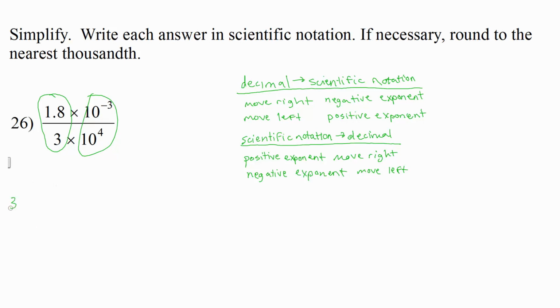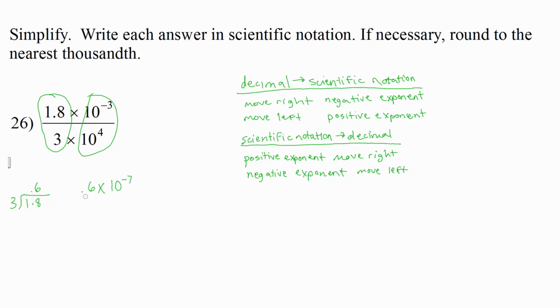So if we want to do 1.8 divided by 3, we may need to do some long division, although it doesn't actually take very long. Or we may be able to say, well, 18 divided by 3 I know is 6, so 1.8 divided by 3 should be smaller and should be 0.6. So we should start off with 0.6 times 10 to the, since we're dividing, we actually would subtract the exponents like earlier in the review.